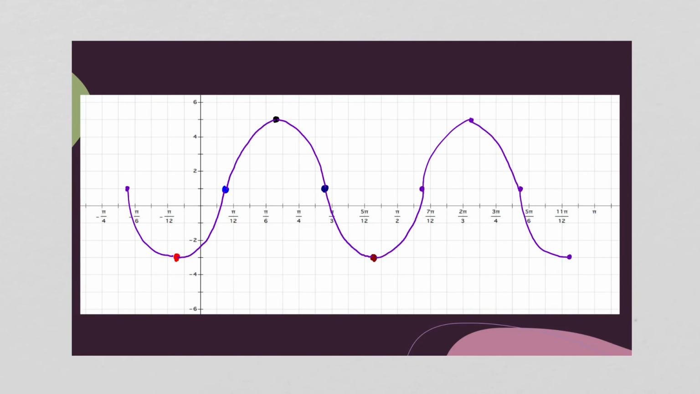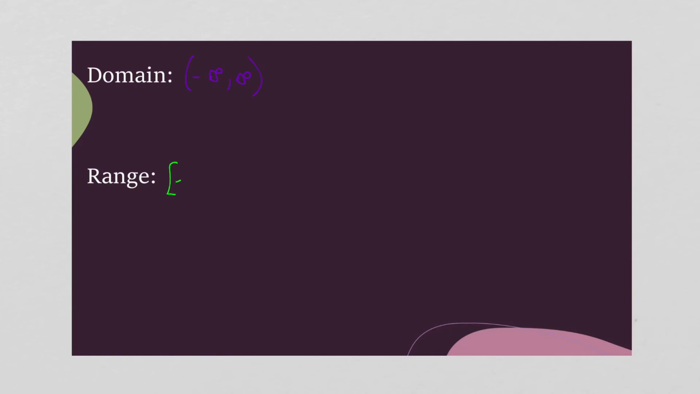And then the last 2 things it asked is, what is the domain? Well, the domain of sine and cosine is always -infinity to infinity. And then what's the range? So let's look over here. We're starting from the bottom, we're starting at -3 and going up to 5. And those are included. So we have -3 to 5. So there's the first one.